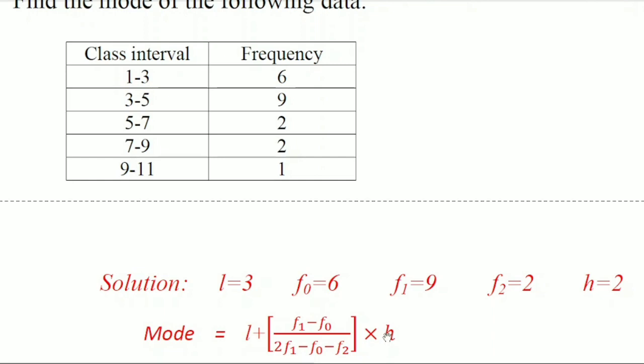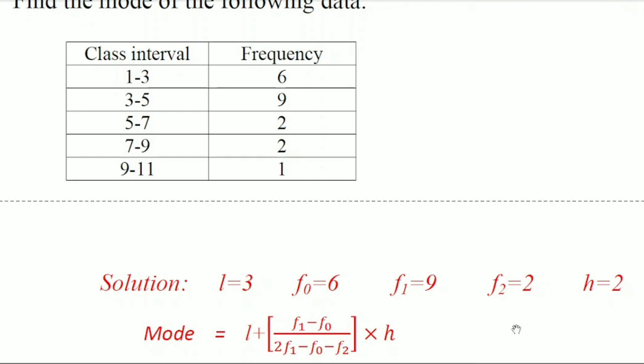Here L means the lower limit of the class interval. See here, the lower limit of the class interval is 3, and F0 is the frequency of the lower limit, that is 6. F1 is 9, that means the frequency of the data, and F2 is the frequency of the higher limit, and H is the size of the class interval. So what is the size of the class interval? The size of the class interval is 2. So we will consider H is equal to 2.